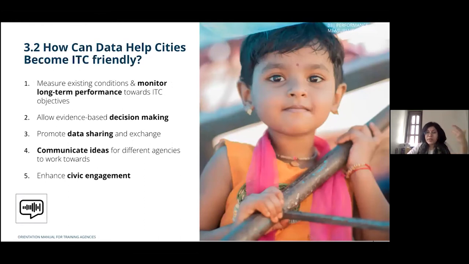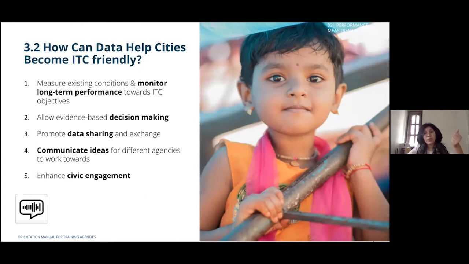Again, I think most cities know this. If you had to make an improvement in water and sanitation, you had to measure. You had to measure the service level benchmarks for water and sanitation and then systematically make improvements. Similarly, if we have to make our neighborhoods ITC friendly, we will have to continuously measure existing conditions and monitor these long-term performances, right? And continue that spirit of evidence-based decision making that more and more cities are currently employing.